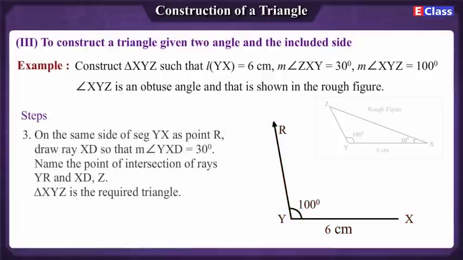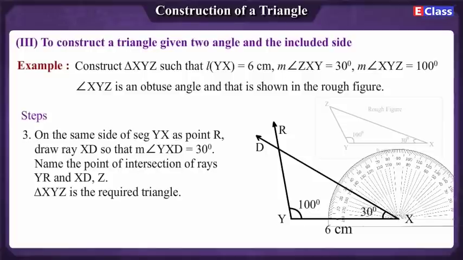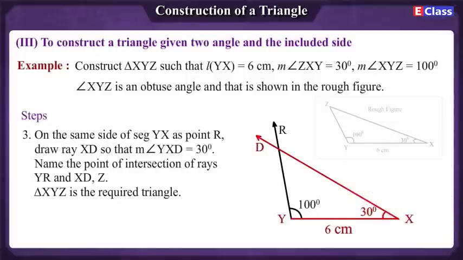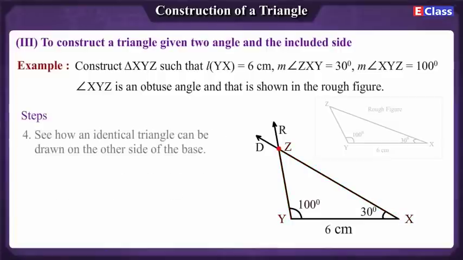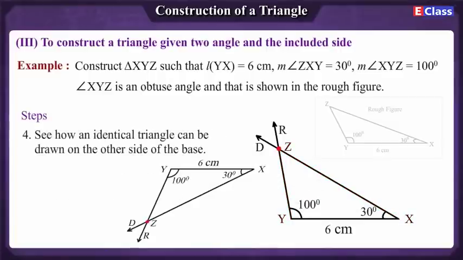3. On the same side of segment YX, on point R, draw ray XD so that measure of angle YXD is equal to 30 degrees. Name the point of intersection of rays YR and XD, Z. Triangle XYZ is the required triangle. 4. See how an identical triangle can be drawn on the other side of the base.